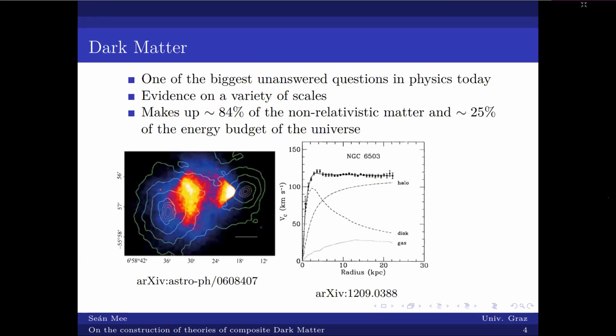Okay. Dark matter is probably something which needs not much of an introduction, but it's one of the biggest unanswered questions in physics today. There's evidence on a variety of scales. I've included 2 examples here. One is the classic galactic rotation curve. Rather than falling off as 1 over the square root of r, the orbital velocity remains approximately constant. And also data from bullet clusters: the spatial offset of these mass peaks indicates that there's some mass present that we can't see.